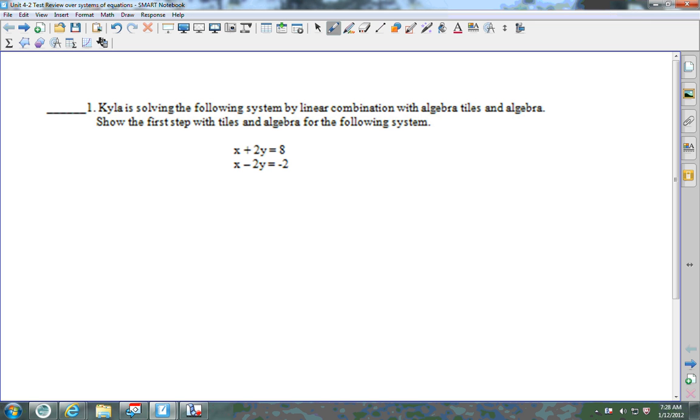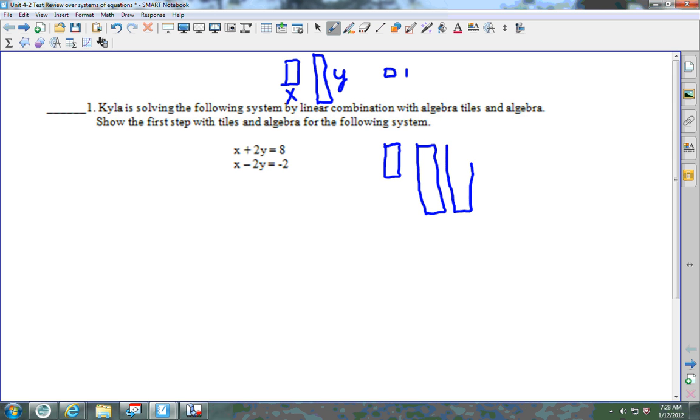So with the tiles, when I go through to draw this, you need to remember that a rectangle is an X, a longer rectangle right there is a Y, and then our units, our small ones right here, are just ones. So I'm going to have the first equation says X plus 2Y right here. All right, now I'm going to draw my line for equals. Equals 8. 1, 2, 3, 4, 5, 6, 7, 8.